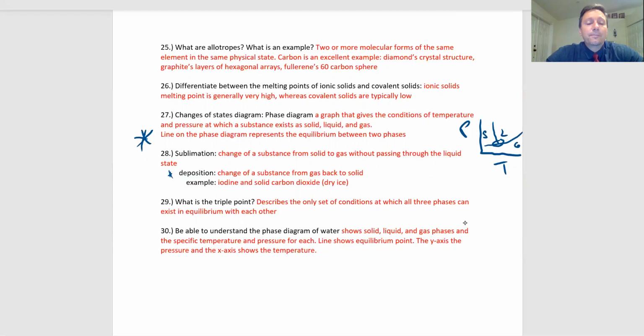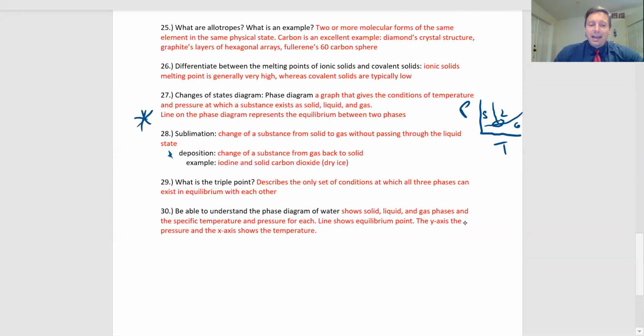Number 30 and last one: please be able to understand, if you were shown a phase diagram, what those lines mean, what the triple point means, and what the axes are. The y-axis is pressure and the x-axis is temperature.